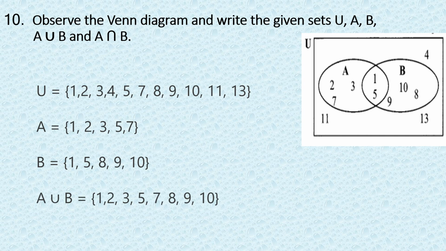Then A union B. A union B is all the numbers which are in set A and set B, that is the union. And the intersection is the numbers which are common in A and in B. So that is 1 and 5. So A intersection B is equal to 1, 5.